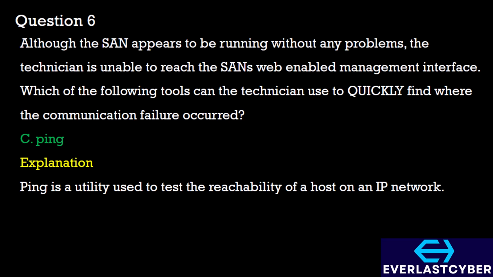By sending an ICMP echo request to the IP address associated with the SAN's management interface, the technician can quickly determine if there is connectivity between their workstation and the SAN. So if the ping is successful, it indicates that there is network connectivity up to that point. But if the ping fails, it suggests that a network connectivity issue has occurred or a configuration problem.